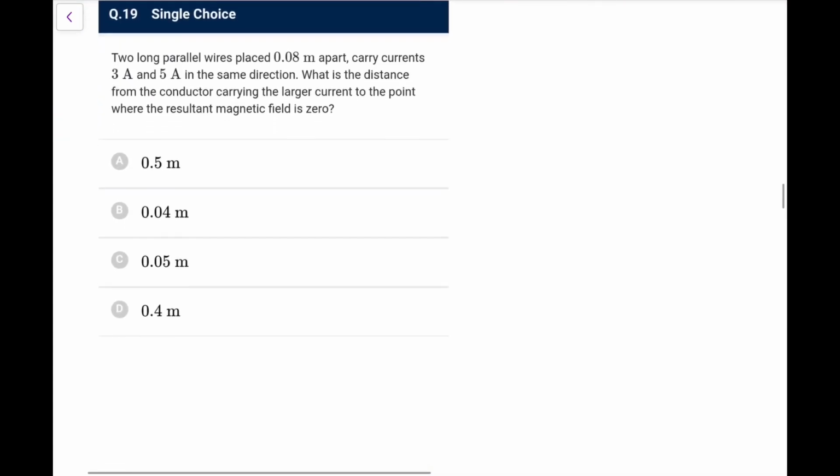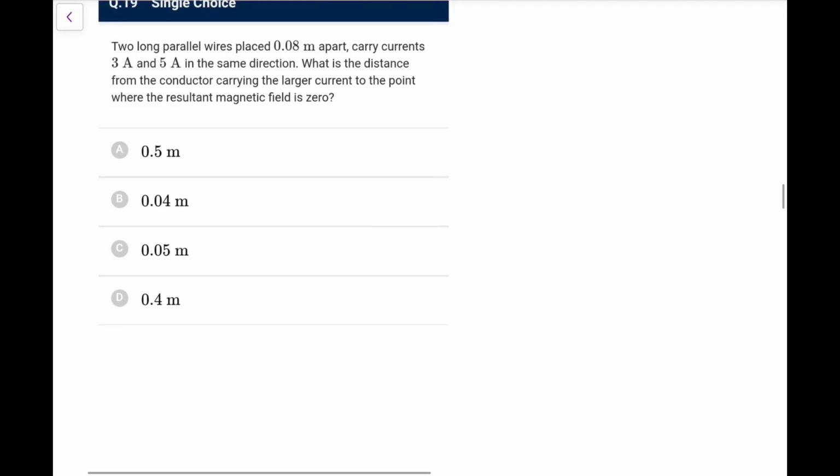that is part A, the right answer. Next, two long parallel wires are placed 0.08 meters apart, carrying current 3 and 5 in the same direction. What is the distance from the conductor carrying the larger current to the point where the resultant field is 0? Okay, so this is 3 ampere, this is 5 ampere.